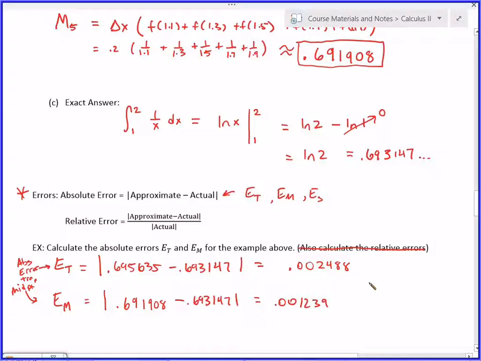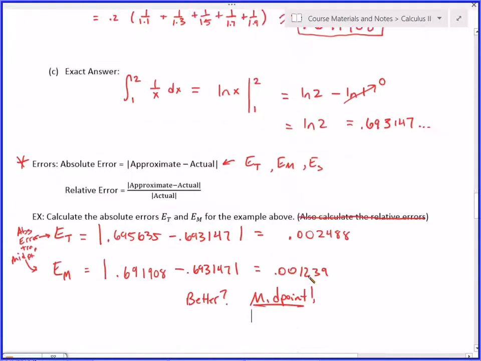So which was better? Midpoint. A little bit surprising that it is. Now, trapezoid is almost always better than the left-hand rule and right-hand rule, but midpoint turns out to generally be better than the trapezoid rule.